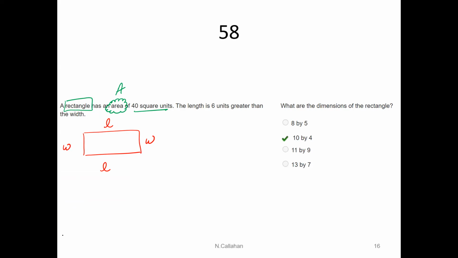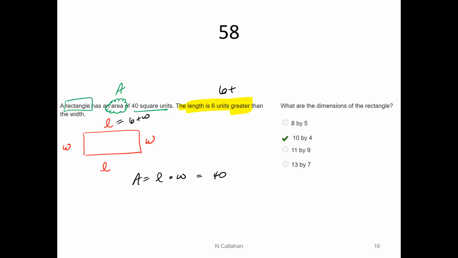How do you find the area of a rectangle? Yeah, length times width, and we know that's equal to 40. And it gives me another hint right here. Use a finger highlighter if you want to highlight the last hint. The length is 6 units greater than the width. So my length is not 6 times bigger than the width, but 6 units more.